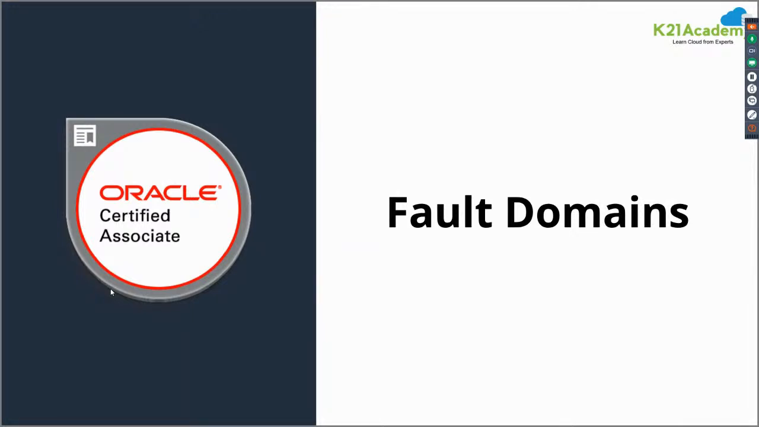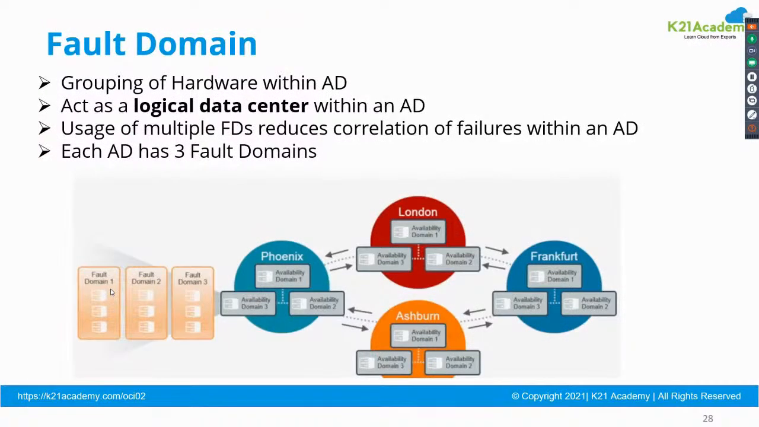the fault domain. A fault domain is basically the hardware grouping within the availability domain. Here you can see my region, the Phoenix region, or whatever region you want to select. The Phoenix region has 3 availability domains, and within each availability domain, you will see the fault domains available in it. You can imagine this as a logical data center within the availability domain, and this gives you a choice.